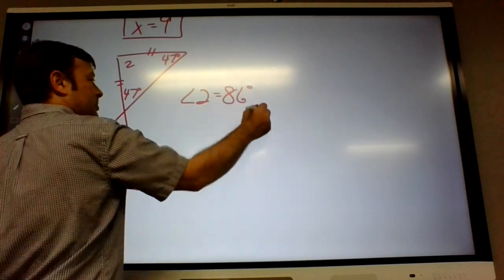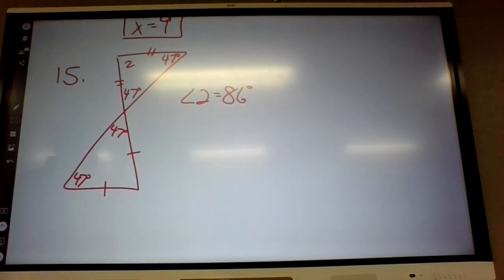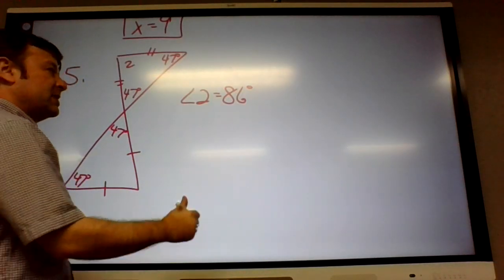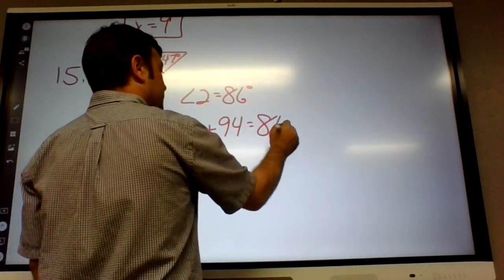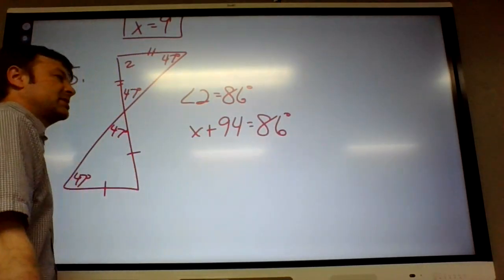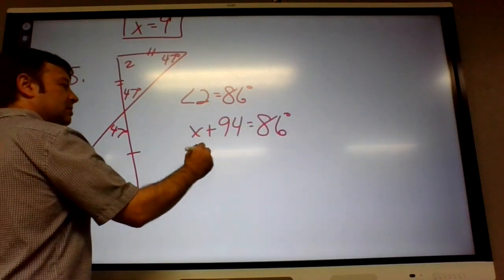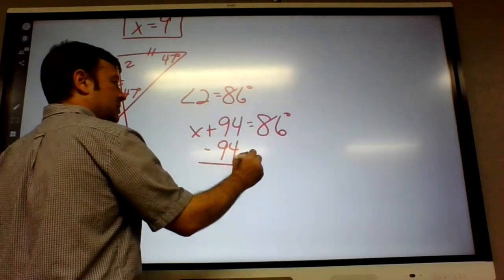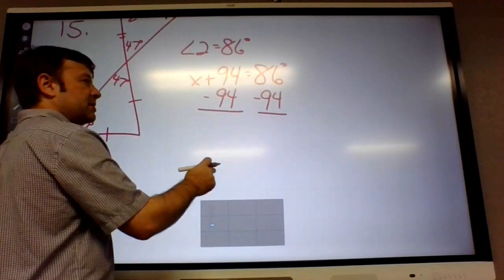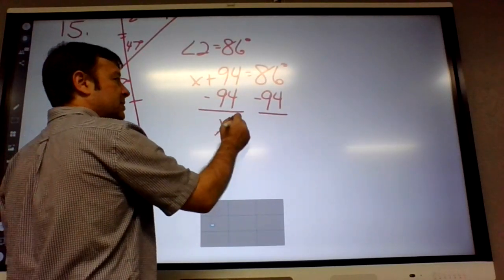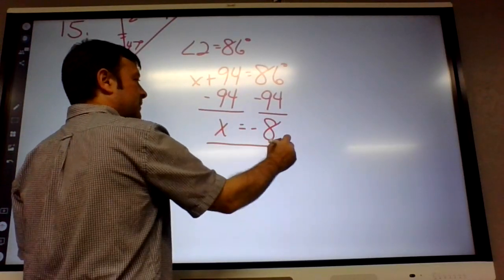Okay, normally we would be done there. However, if you look at the directions, it says x plus 94 equals the angle. So x plus 94 equals 86. So x equals... wow. The angle is 86, therefore x must be -8.